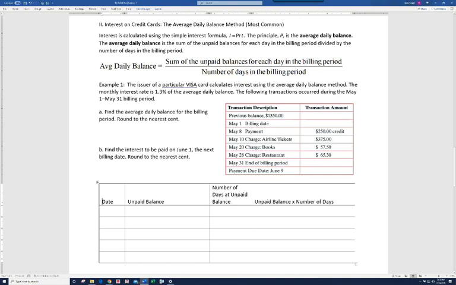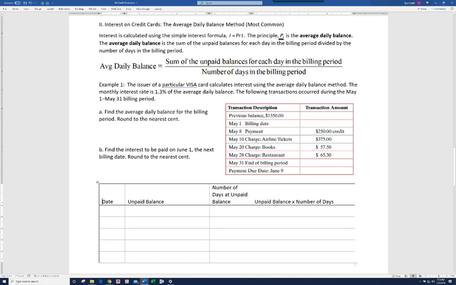So it says interest is calculated using the simple interest formula, which we know as I equals PRT. Now the principal here is going to be a little bit different. It's the average daily balance for the credit card. So in other words, in this problem we're going to be looking from May 1st to the 31st, and you owe a certain amount each of the days of the month. If you take the average of those 30 or 31 days, that's what you call your average daily balance.